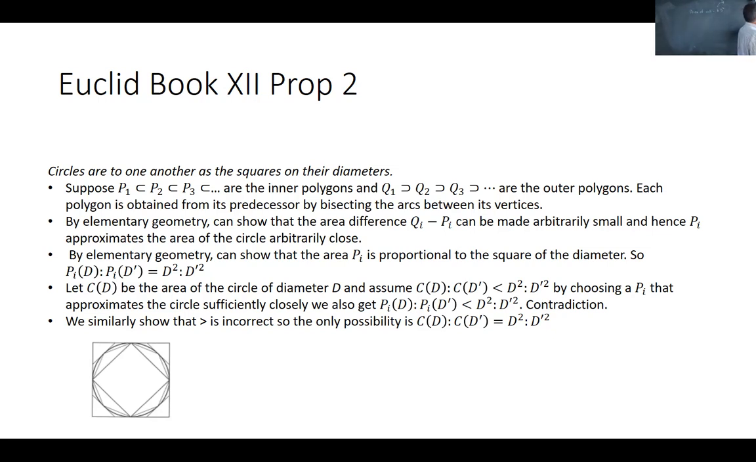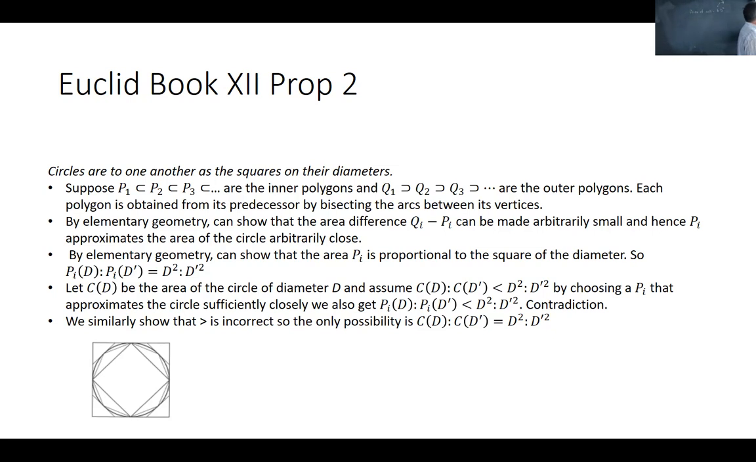Again, by elementary geometry, we can show that the area of the polygon is proportional to the square of the diameter, right? Because a polygon can be cut up into triangles, and we know that the area of a triangle is half base by height, and the base and the height are going to be proportional to the diameter. And so when we double the diameter, we double the base and we double the height of our triangle. So we quadruple the area of the triangle. So that's straightforward to show. And now we're ready for the argument with those two facts.